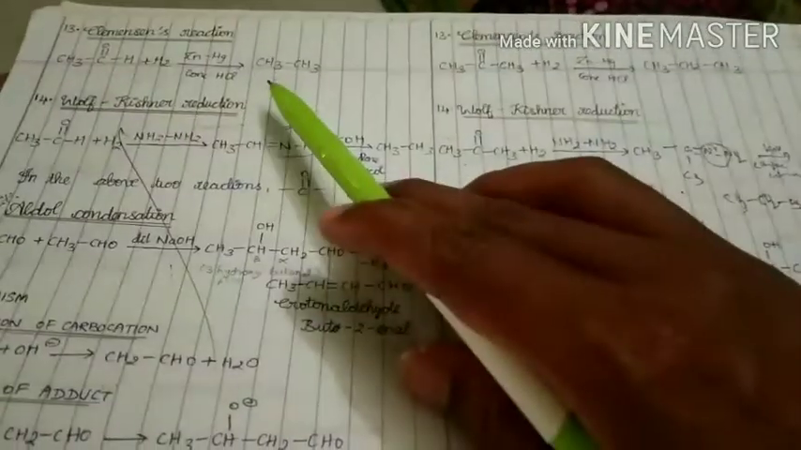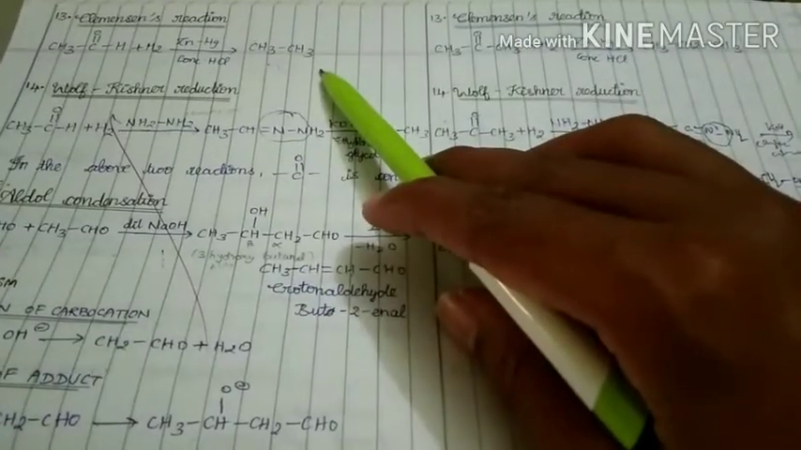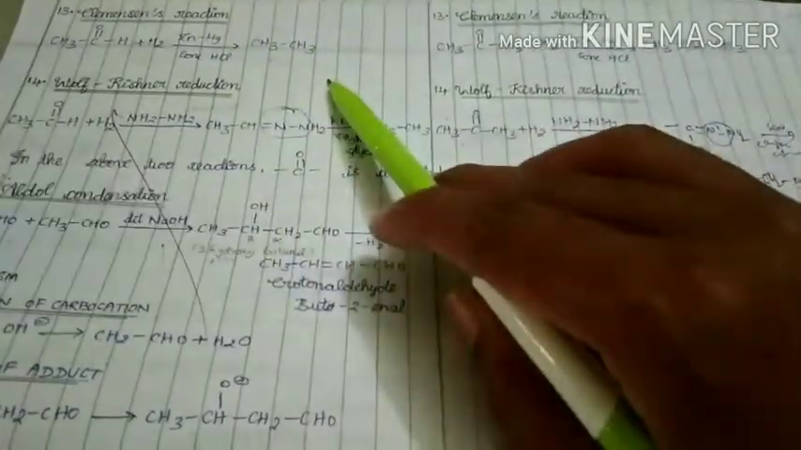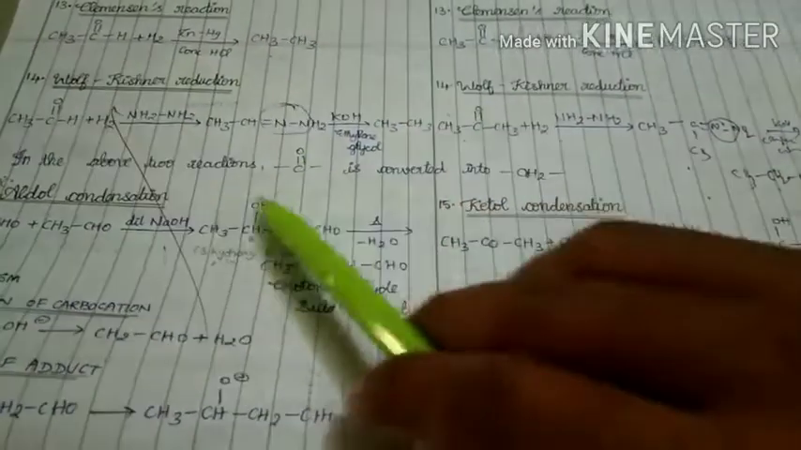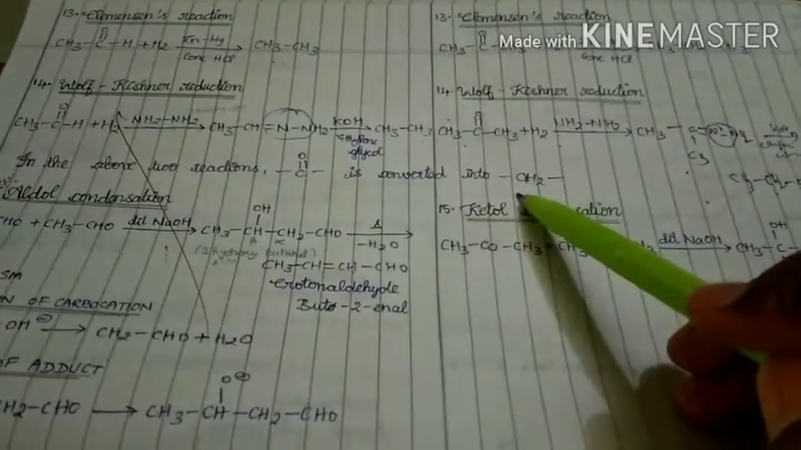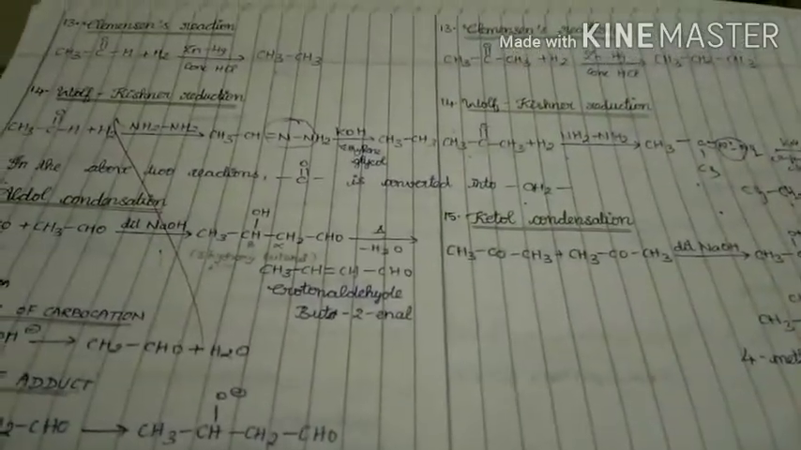So in Clemmensen's reduction and Wolff-Kishner reduction, both are named reactions, both are reduction reactions. In both reactions, C double bond O is converted into a CH2 group. This is a very, very important point. Both are named reactions, you have to remember. I will show one more example regarding this one.